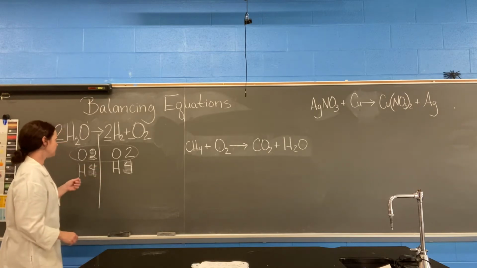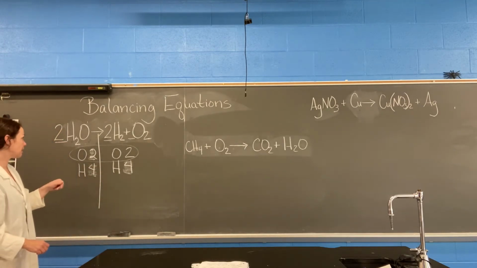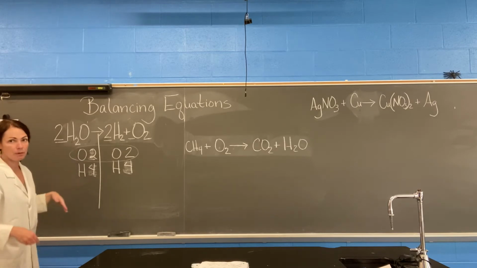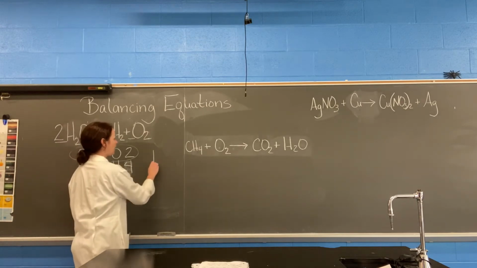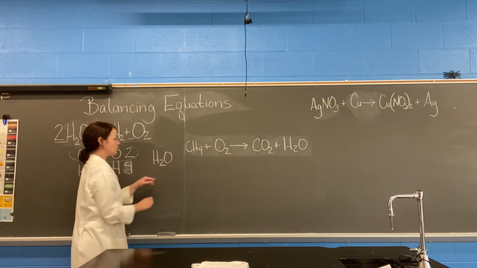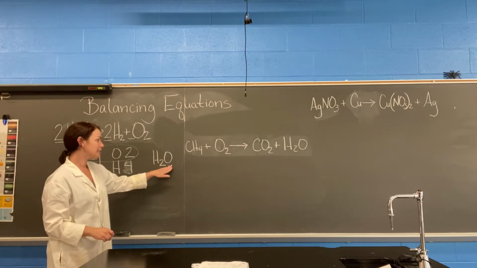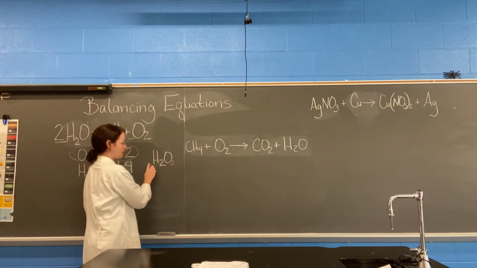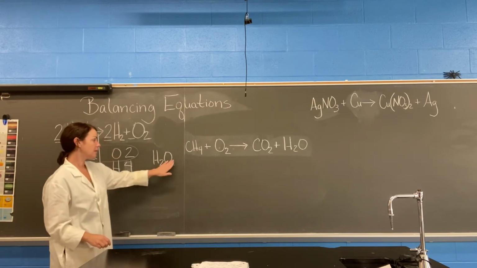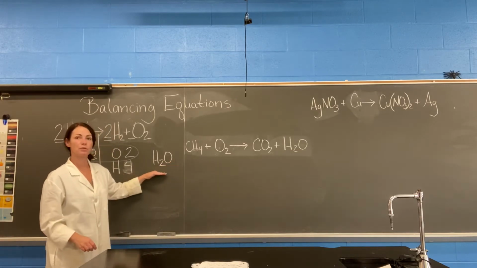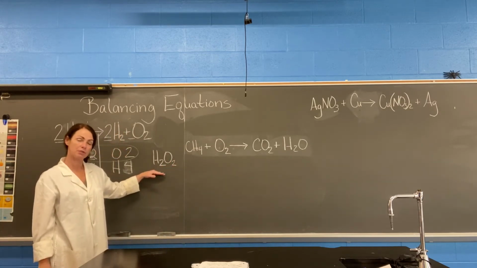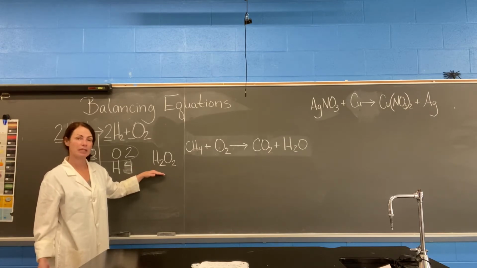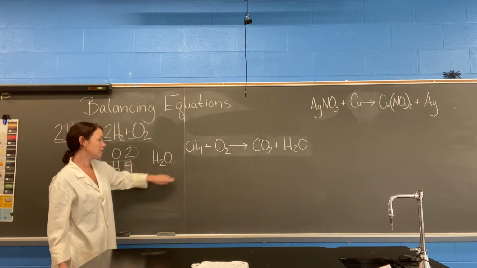I do want to address one thing before we go on to the next example. A lot of times people make the mistake of wanting to change the subscript, and that's not allowed. This is why. So if I needed to have 2 oxygen atoms, instead of changing the subscript, I have to change the coefficient. And the reason for that is this is a molecule of water. When I change the subscript, it's no longer water, it becomes hydrogen peroxide. And that's not what we're trying to do. We're not trying to change the substance. We're trying to change the number of atoms.